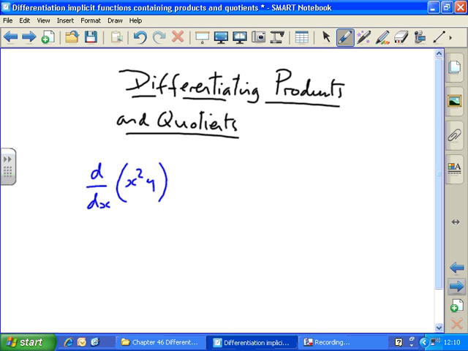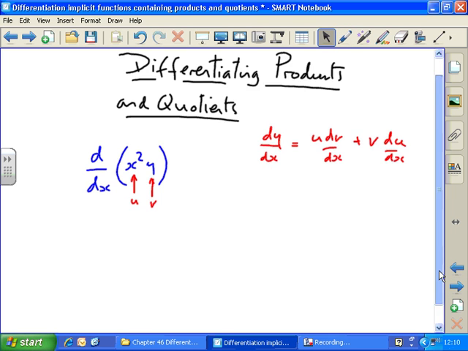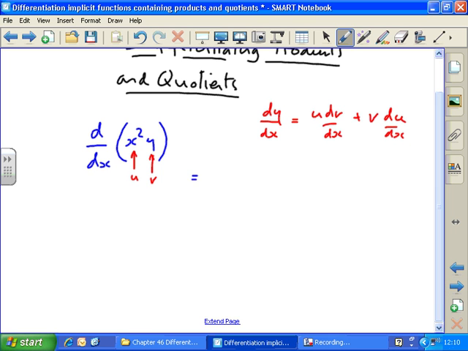It's a product. So effectively, we let the first bit, the u, equal the x squared term, and the y equal the v term. And if you remember the product rule, the differential of y with respect to x equals u dv by dx plus v du by dx. And think of it in words, the differential of y with respect to x just equals the first part times the differential of the second plus the second part times the differential of the first. With that in mind, we can pretty well write down the answer.